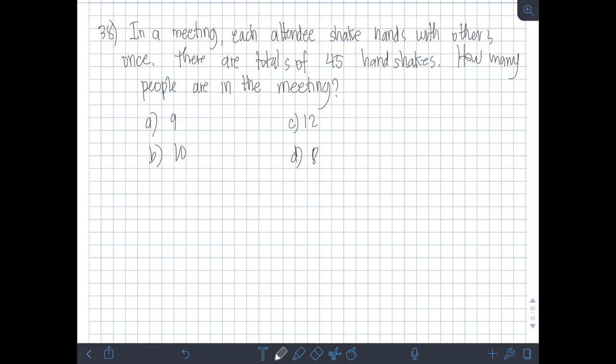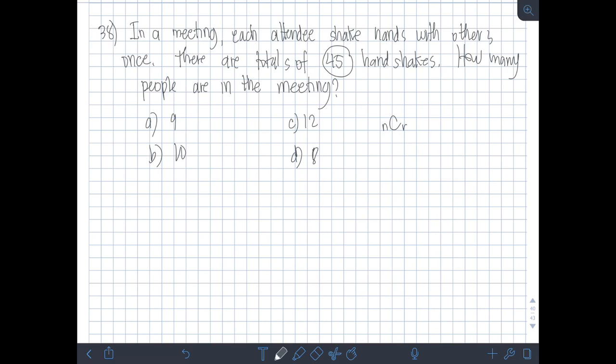So, kung isipin nyo, parang magko-combine tayo dito ng dalawang tao kasi nag-handshake sila. So, sa dalawang tao, one combination na yon. So, therefore, apply natin dito yung concept ng combination or nCr kasi hindi mahalaga yung order. As long as nag-handshake sila sa isa't isa, one combination na yon. So, apply natin dito yung formula na nCr. Okay, by the way, kaso ang problema, hindi to same dun sa mga previous examples ko about combination. Kasi this time, given na yung total number of combination, which is yung 45 handshakes, right?